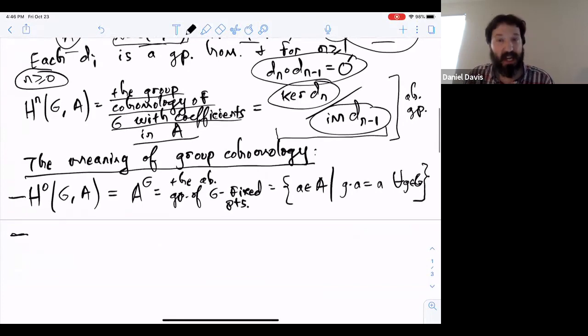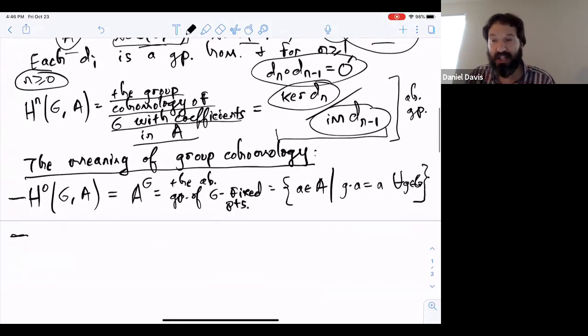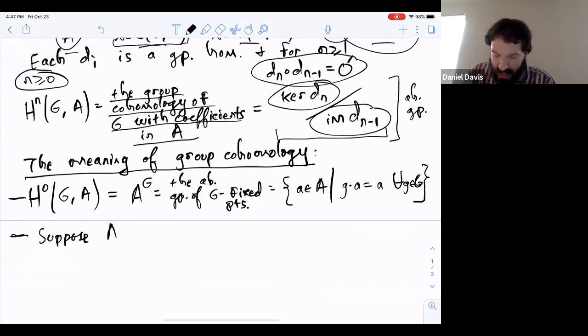Okay, so I want to say something about the meaning of H^1. Let's suppose that A is a trivial G-module.